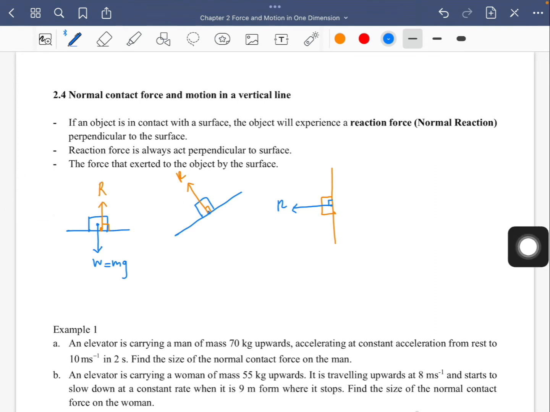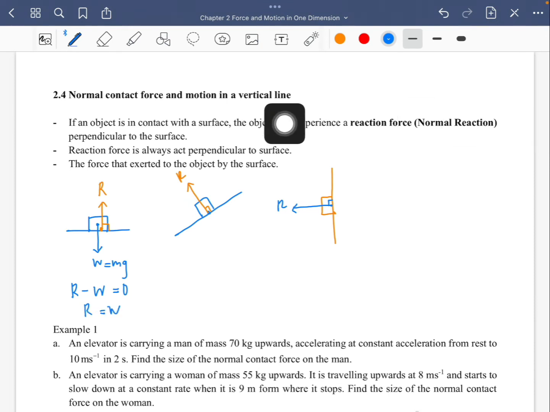Alright, so that's it. For this case of normal reaction force, let's say we have an object on the flat surface and there is no external force on the object, so we have just weight force vertically downward and normal reaction force vertically upward. So it is easy for us to calculate the normal reaction force. Normal reaction force minus the weight is equal to 0. So normal reaction force equals weight for this case.